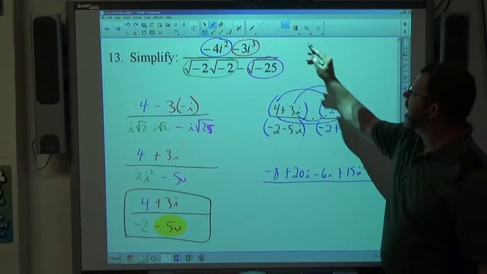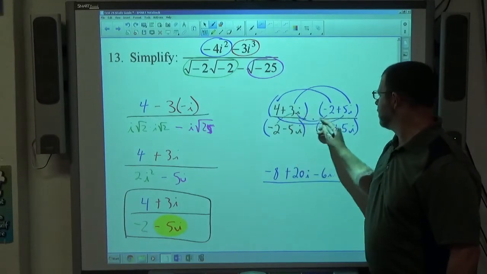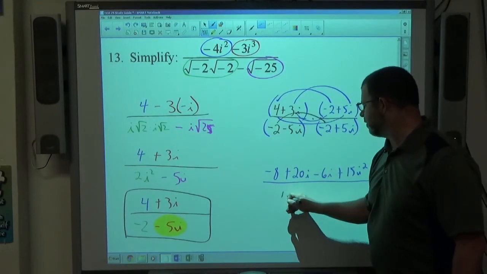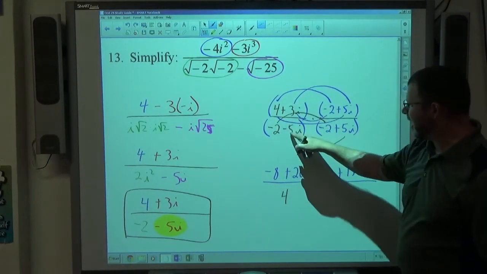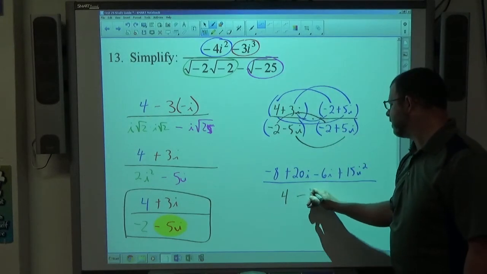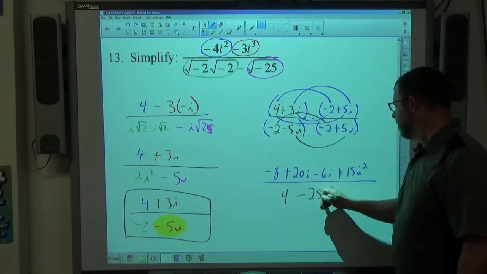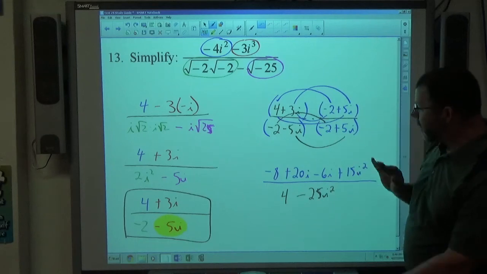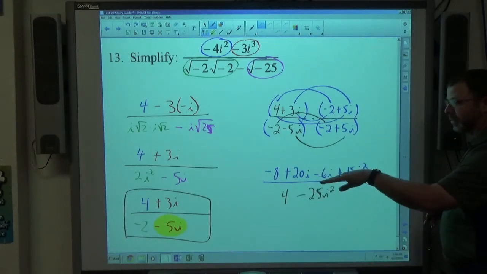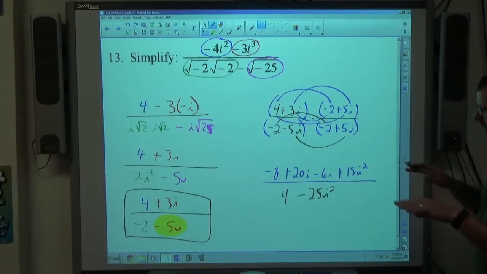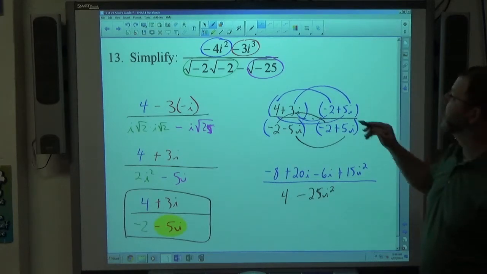On the bottom it's just FL. First times first, negative 2 times negative 2 is positive 4. Last times last, negative 5i and positive 5i is negative 25i squared. I recommend writing it with the i's and the real numbers and the i squared. Whatever the product is, let the product be what it is.